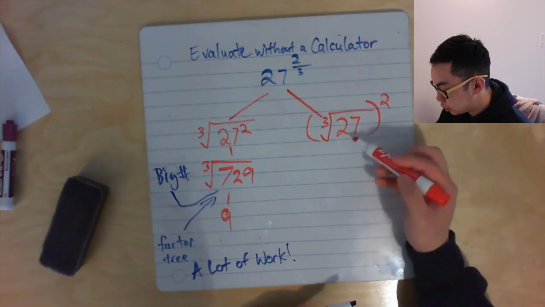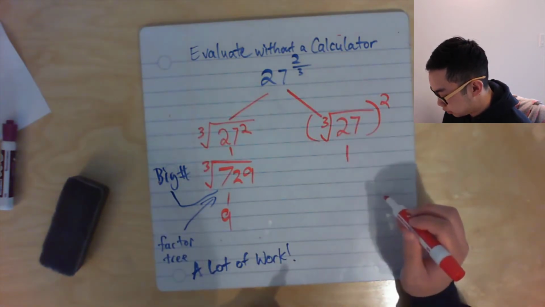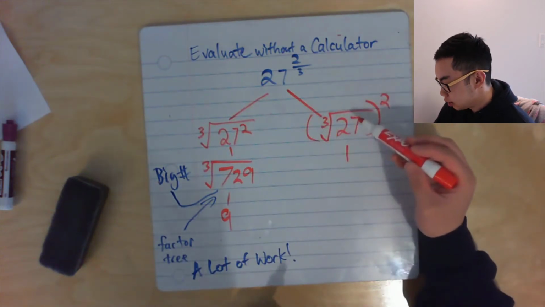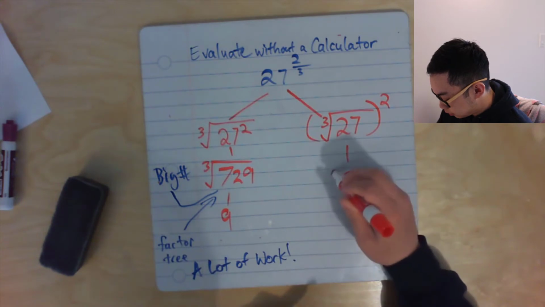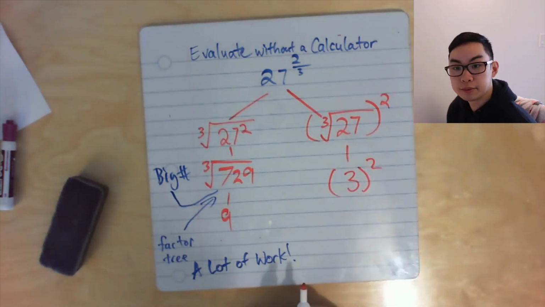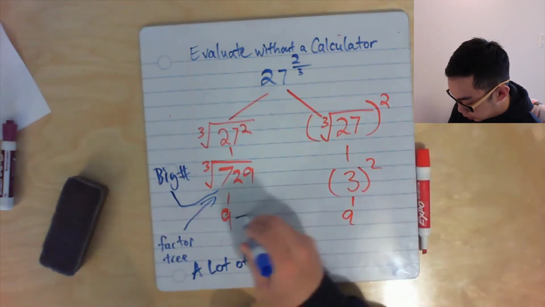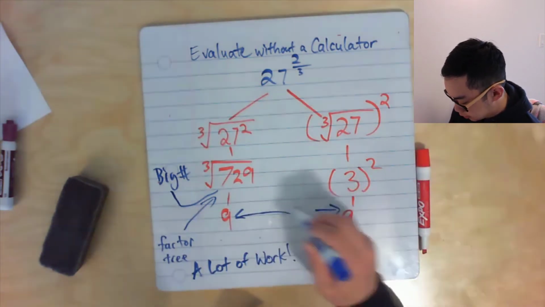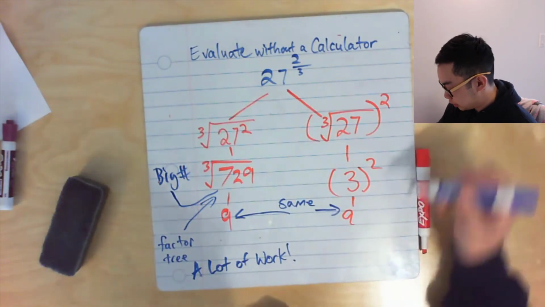Well, it turns out 27 is actually a perfect cube, and I can just simply write this evaluated. So the third root of 27 turns out to be 3. And I'm squaring all of that, and that turns out to be 9. So both these answers are the same, but this way was easier.